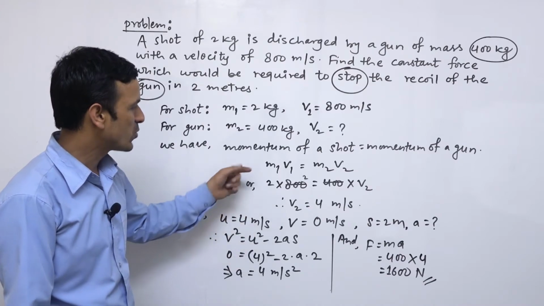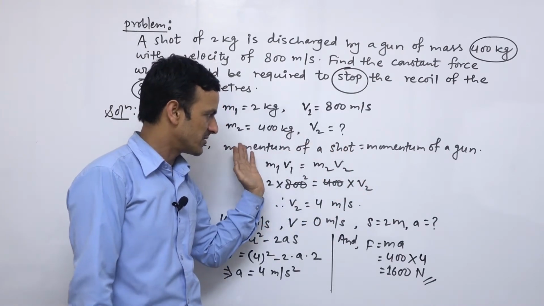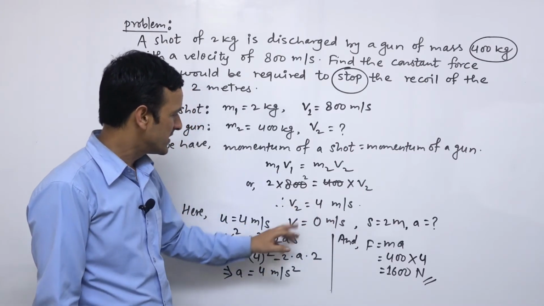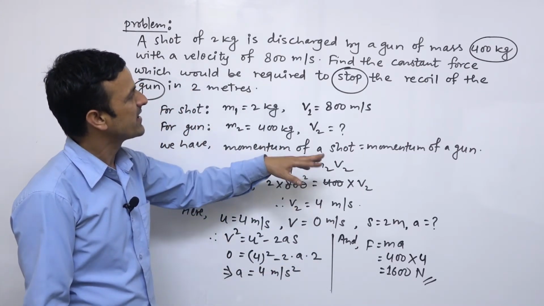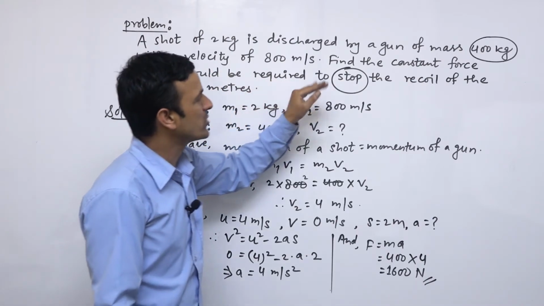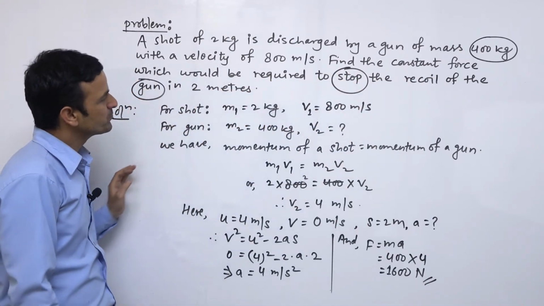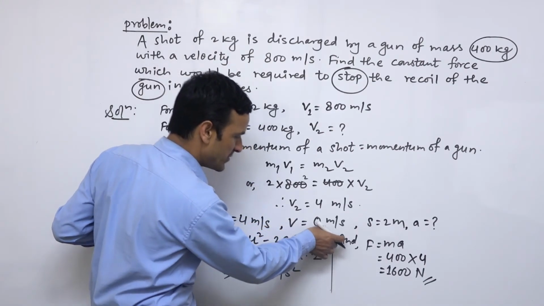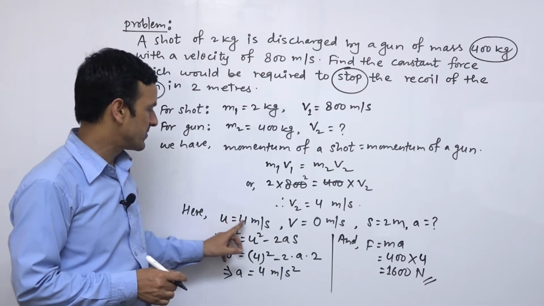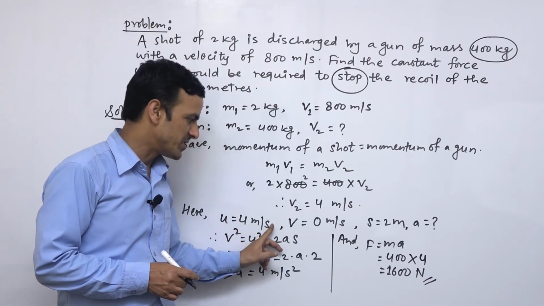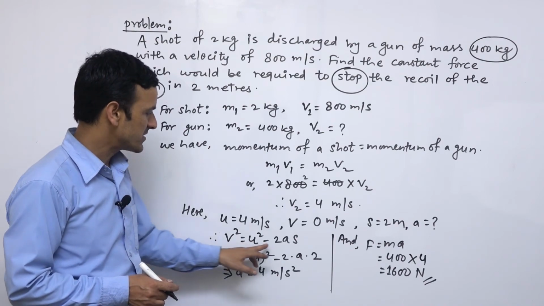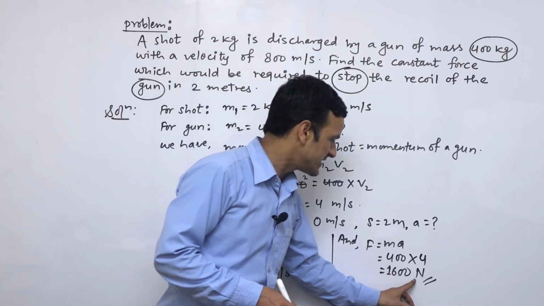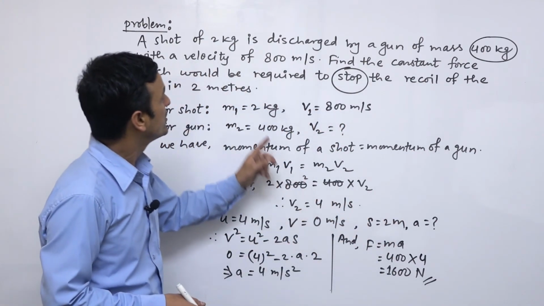So in this way, the momentum after collision and before collision are equal, and we can find the velocity, 4 meters per second. Finally, we want to stop the gun which covers 2 meters of distance. So the final velocity will be 0 and the initial velocity is 4 meters per second, so we get the acceleration 4 meters per second square. This force is the retarding force which can help to stop the gun.